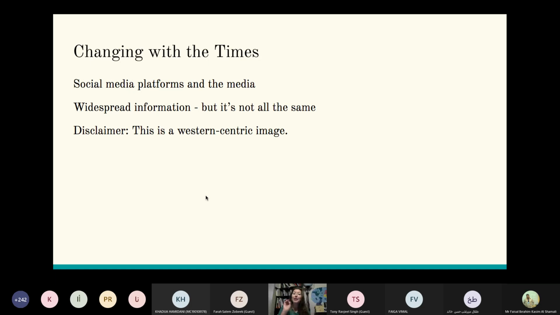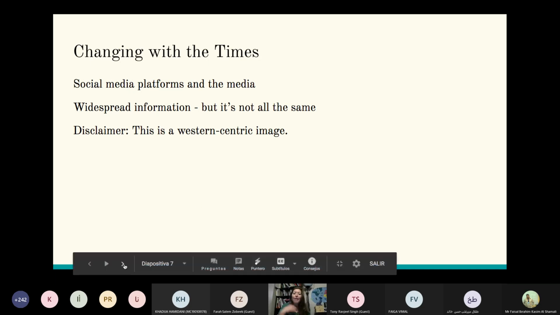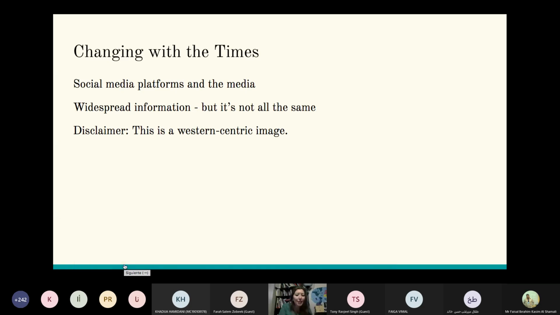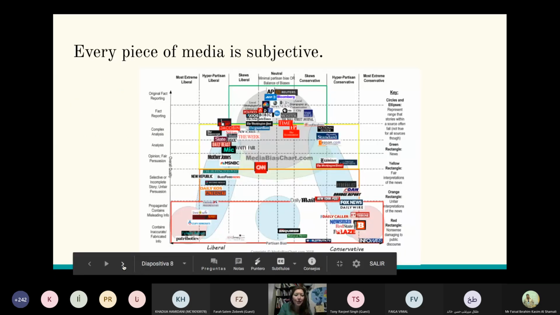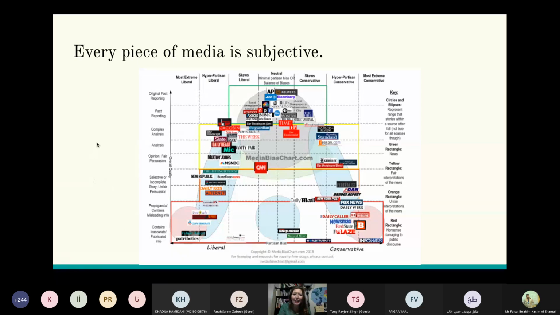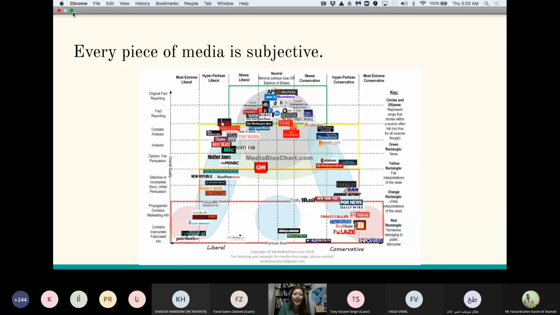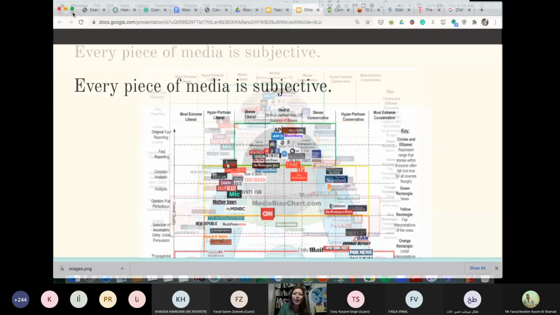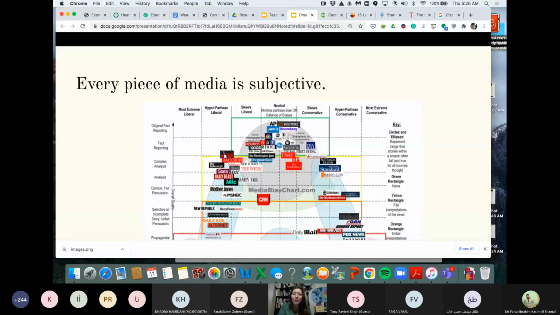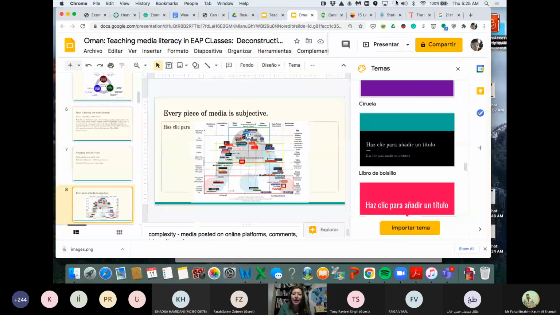This is a Western-centric image, and I always encourage my students to find their sources from their home countries as well. But I'm going to go ahead and share with you the media literacy bias scale, and if I have a chance, I'd like to share an updated one that I just shared with my students yesterday. Let me see if I can.